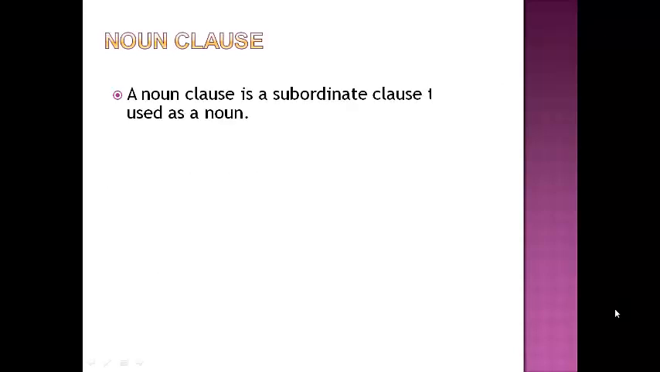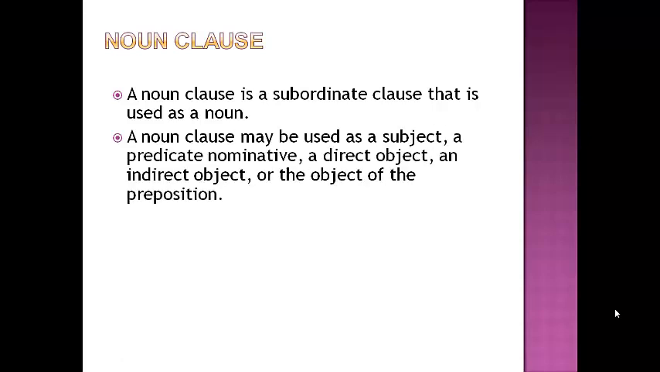A noun clause is a subordinate clause that functions as a noun within the sentence. That noun clause could be found in the subject, it could be found in the predicate nominative, it could be found in your direct object or your indirect object or your object of the preposition. So basically it could be found in any part of the sentence.